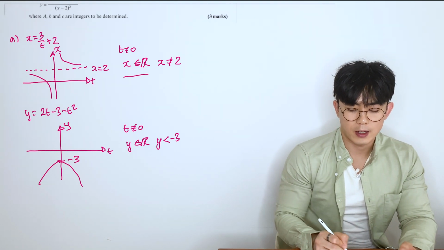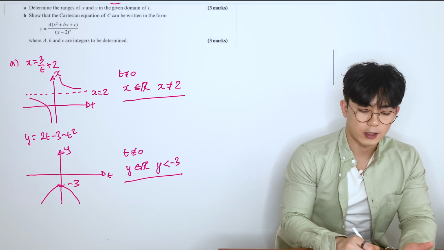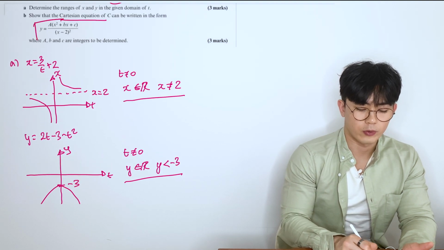Okay, so this is the domain and this is the range here. Right, in part B, it says show that the Cartesian equation can be written in this form here.